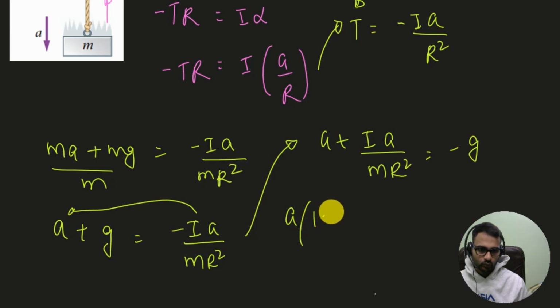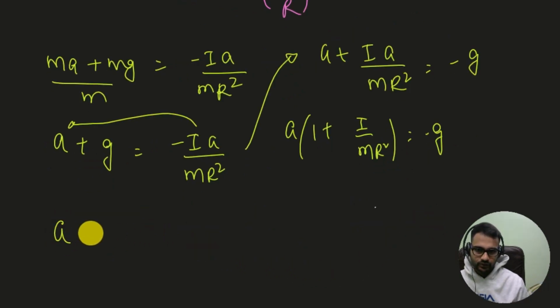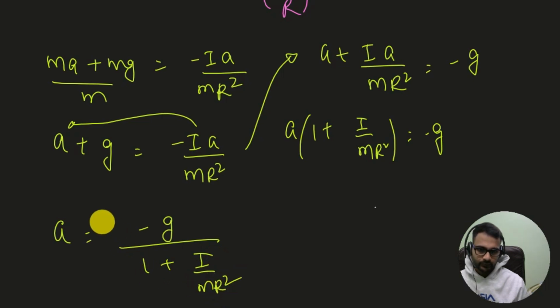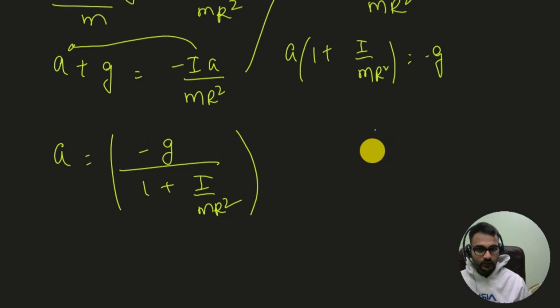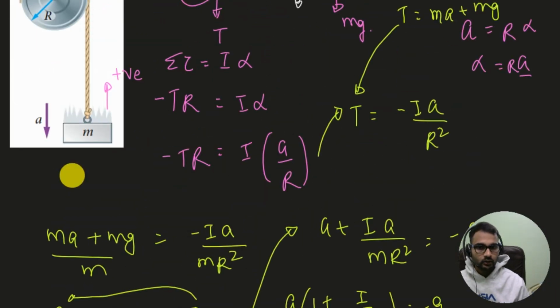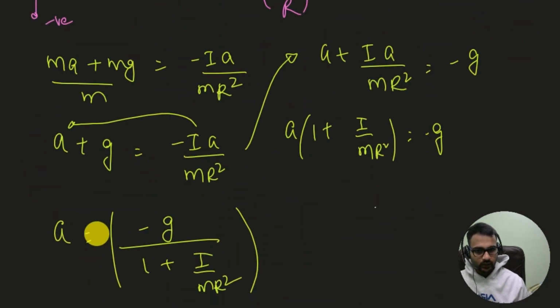Take A common, so 1 plus I over m r square is equals to minus G, and from here acceleration A, this expression we obtained as minus G over 1 plus I over m r square. And from this formula we can observe many things. First thing is that this acceleration A comes out to be negative. That means the object is accelerating in the downward direction, because downward direction is negative and upward direction we have taken positive. That is clear.